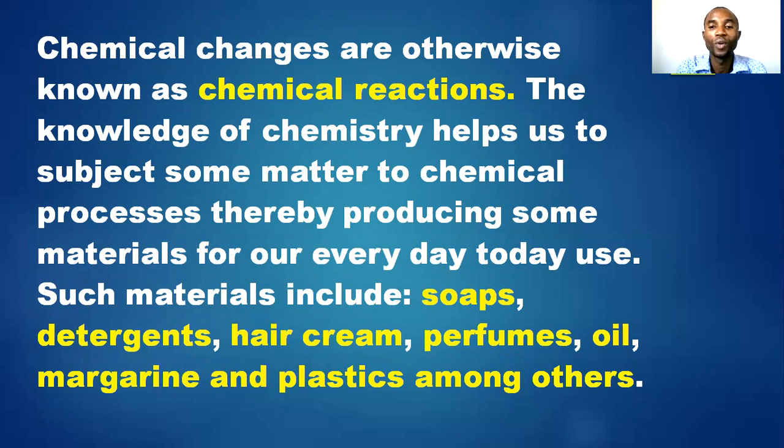And the knowledge of chemistry helps us to subject some matter to chemical processes, thereby producing some materials for our everyday use. Such materials are like soap, detergent, hair cream, perfume, oil, margarine, and plastic, among many others. Now, the knowledge of chemistry helps us lay hold on one thing or the other, join them together, and then produce a useful product that we can use. Some of the things we use around us are chemical products. Everything around you, of course, has some chemical components. Even human beings, everything in the blood, even the oxygen in your body, have chemical components. So we can analyze them and give you their components in chemical form.